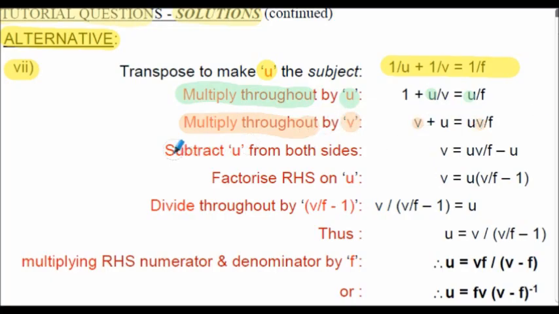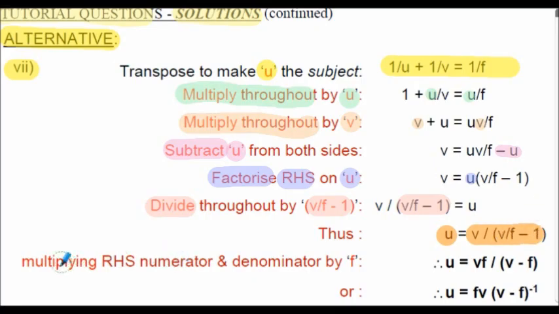Then we subtract u from both sides of the equation. Then we factorise the right hand side of the equation on u. U is the common factor shown here. Next we divide throughout by the bracket v divided by f minus 1, shown here, making u the subject on the left hand side of the equation. This is our final solution for u.